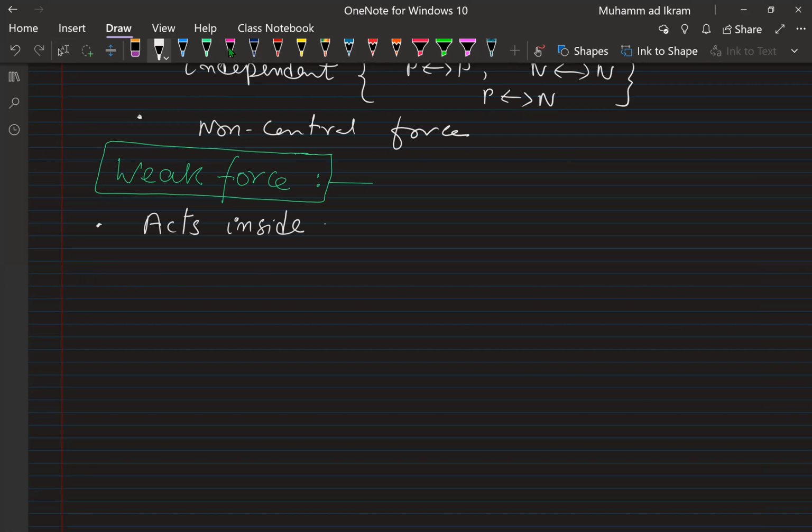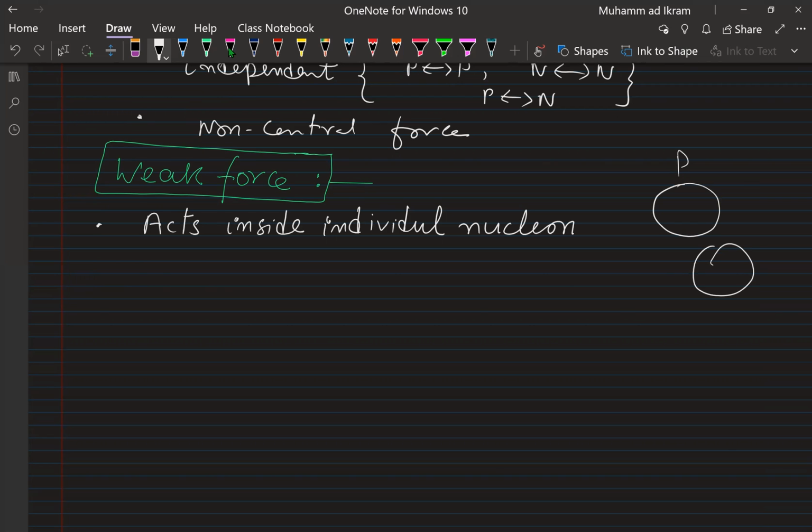Inside the individual nucleon. Now, for example, if we have the proton, the neutron and the electron, the electron is the only particle which is fundamental in nature. It is not made of any other particle, while proton and neutron are composite particles. They are made up of what? Quarks.